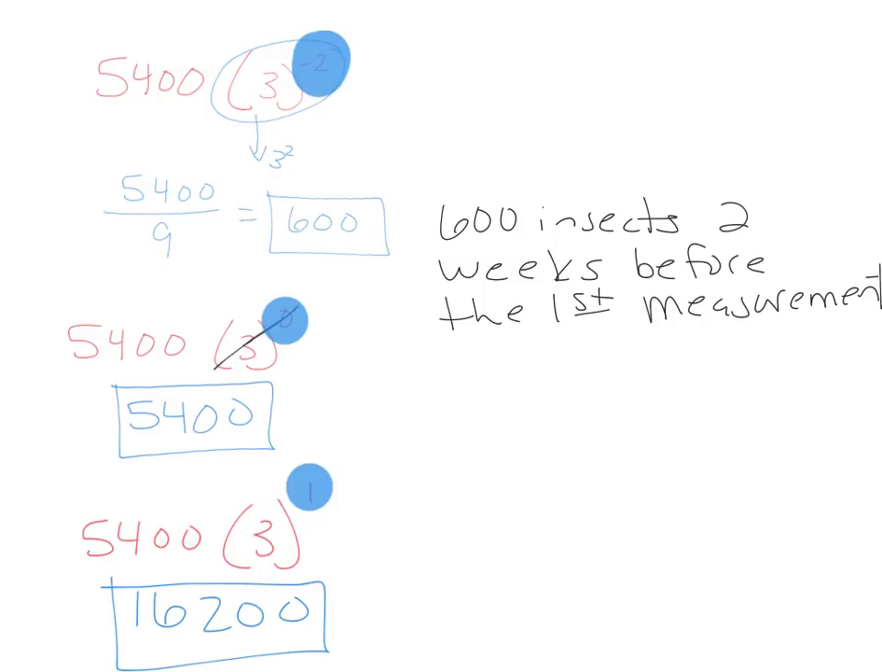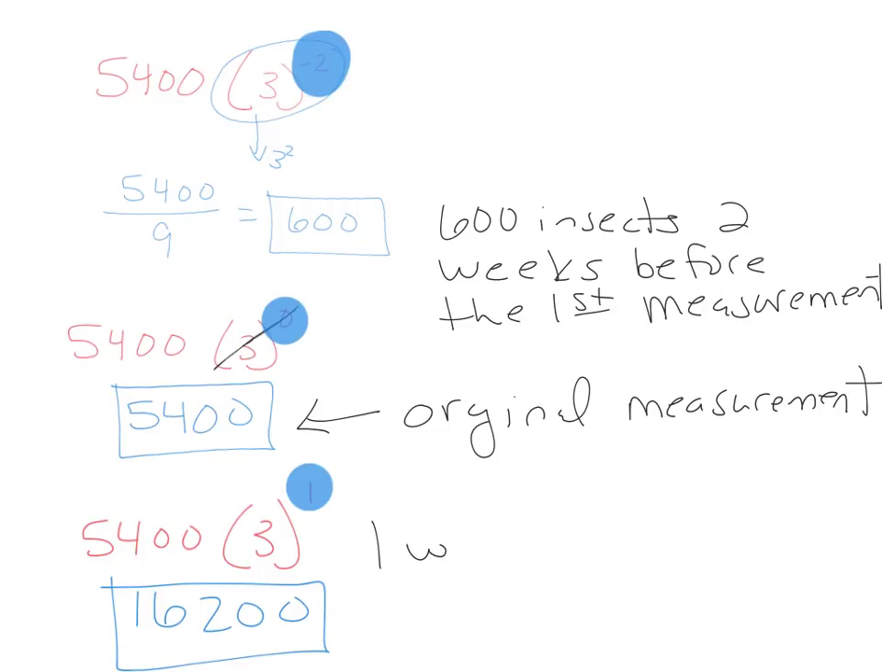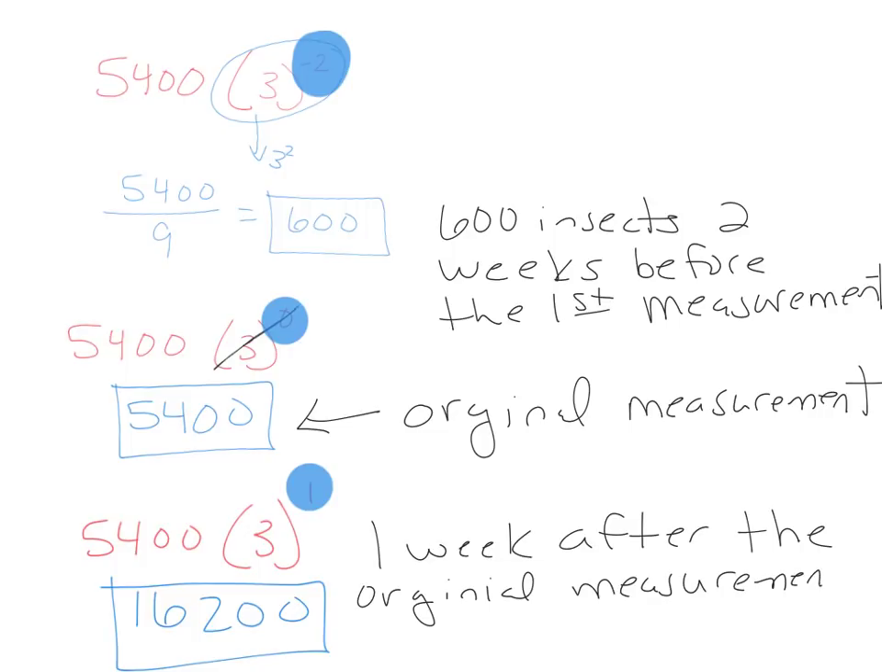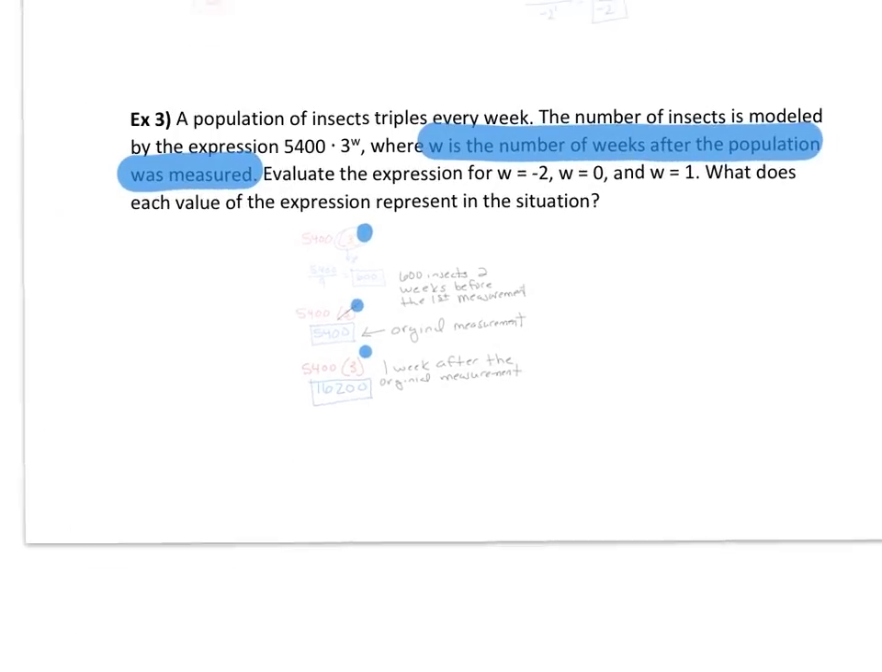All right, so now if I do 0, well, then this would be the start measurement, the first measurement, the original measurement. And then if I'm looking at week 1, it's 1 week after the original measurement. Okay? All right. So that concludes 7-1 notes for today.